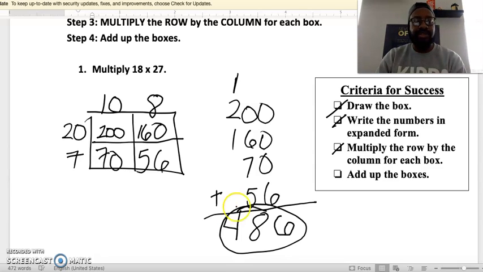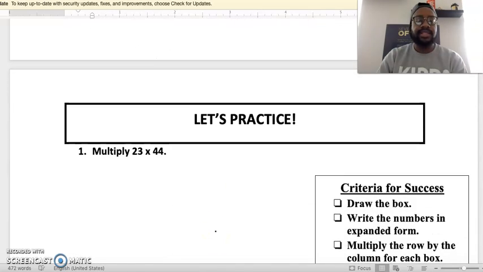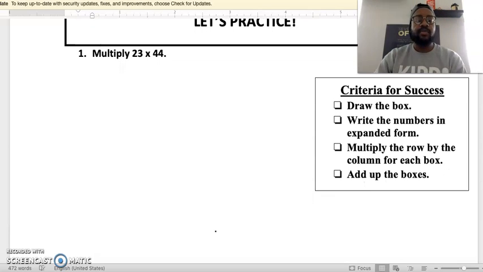So let's practice some problems together. It says multiply 23 times 44. Well, when I go to my criteria for success, it tells me all the steps to follow. Step 1 says to draw the box. So the first thing I'm going to do is draw my box.